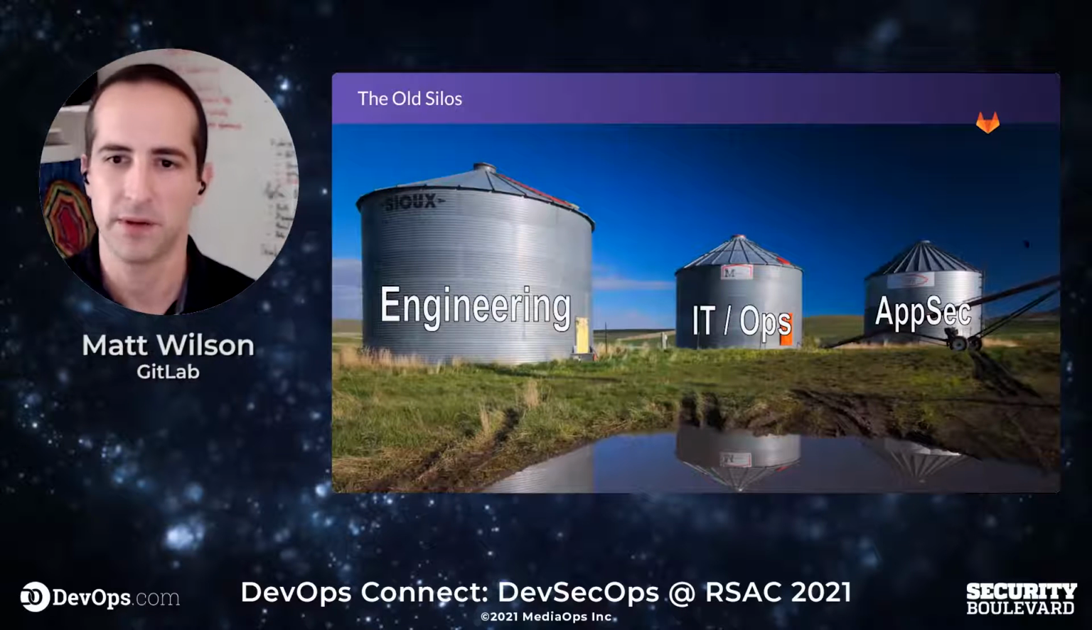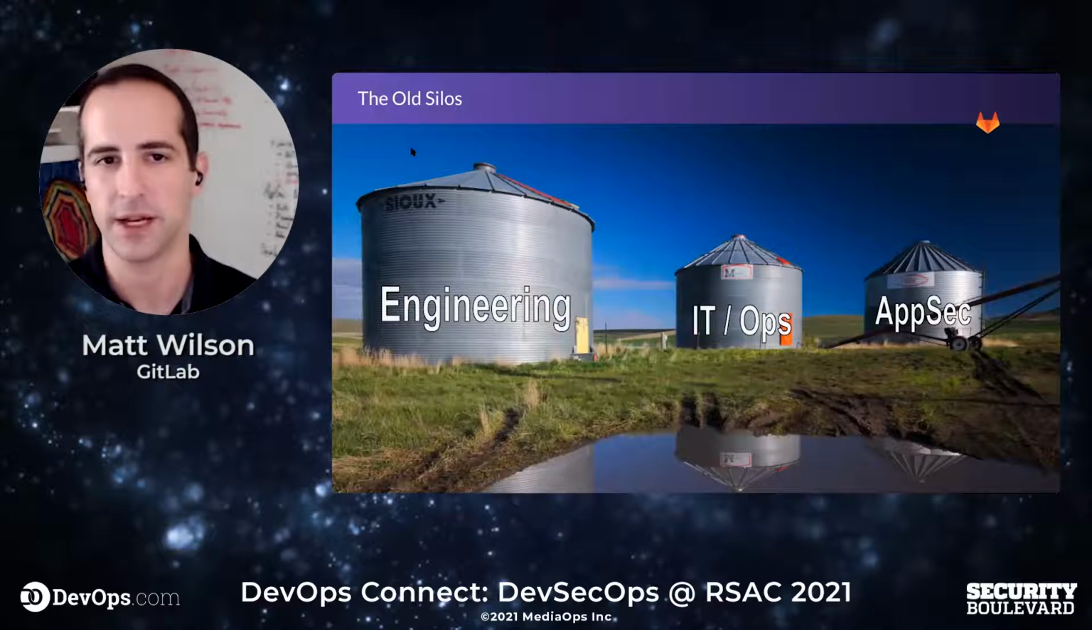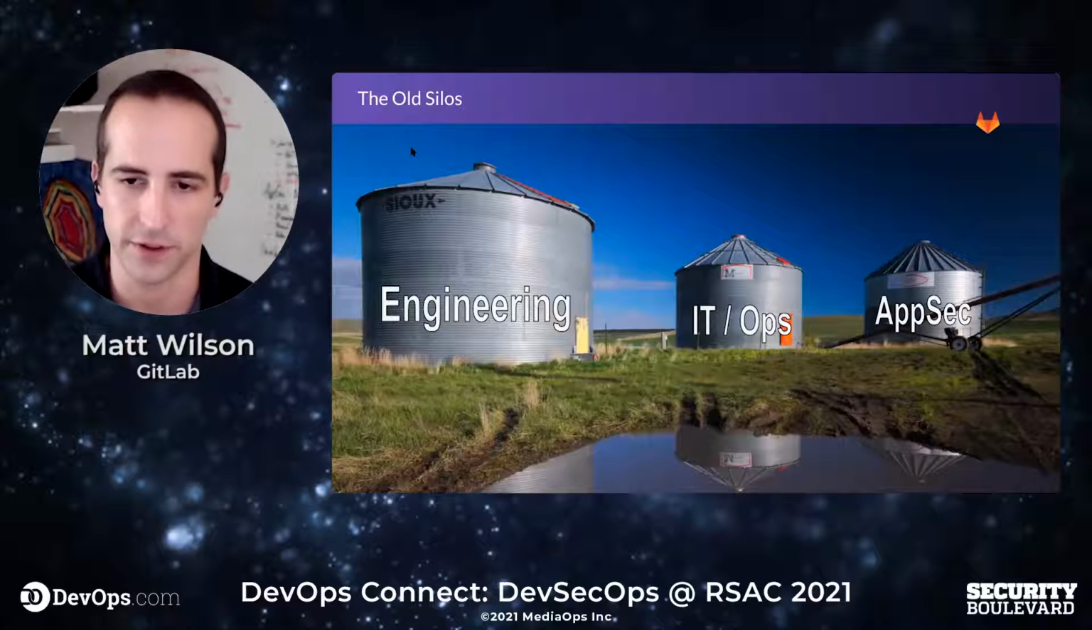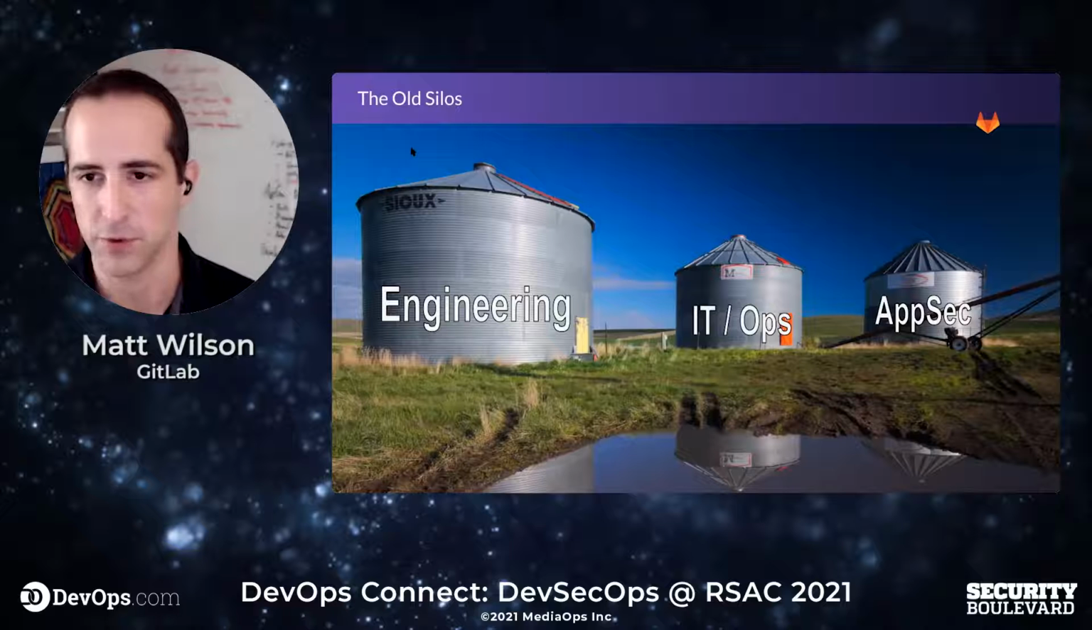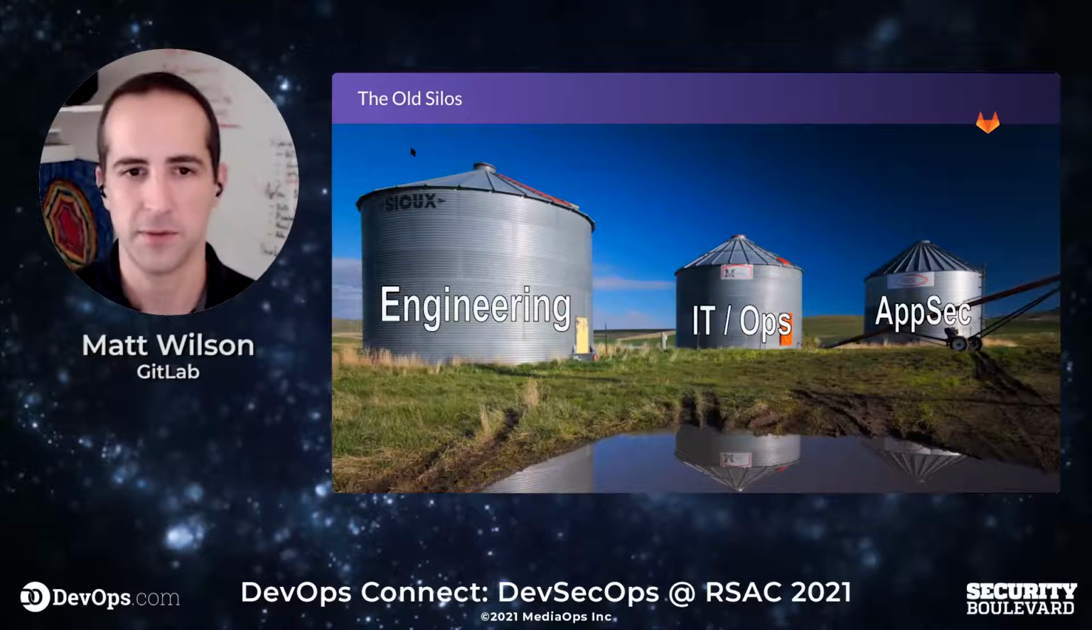So when we think about engineering, IT ops, and AppSec, a lot of the old silos still exist. Now, the situation is definitely improving, but as we're going to see, some of it is better in certain areas than others.